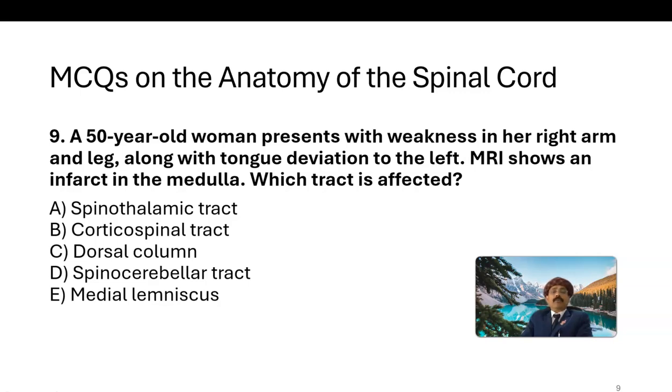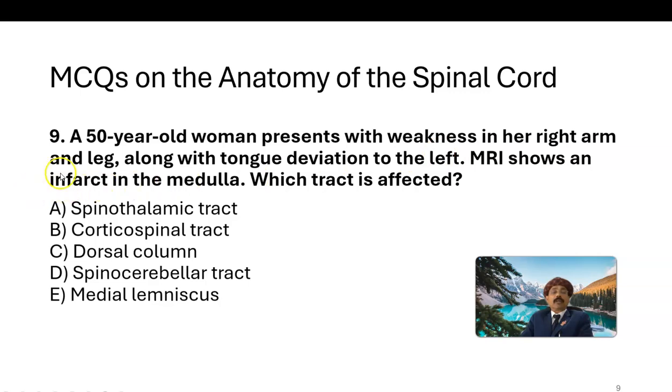A 50-year-old woman presents with weakness in her right arm and leg, along with tongue deviation to the left. MRI shows an infarct in the medulla. Which tract is affected? Spinothalamic tract, corticospinal tract, dorsal column, spinocerebellar tract, medial lemniscus.